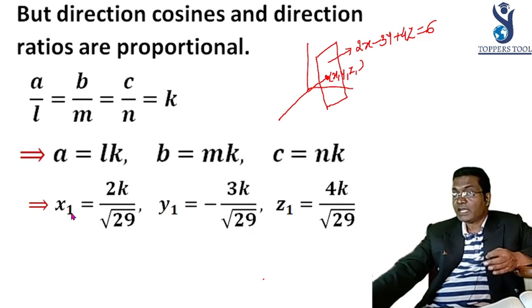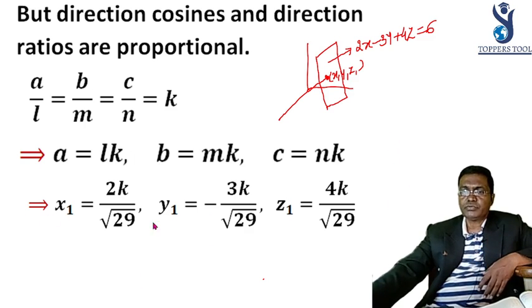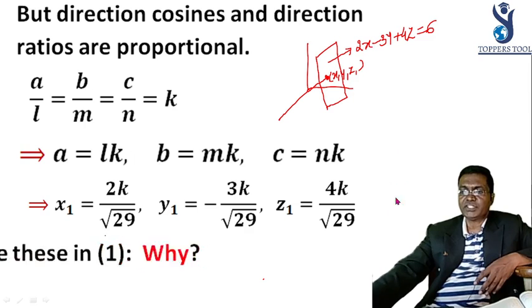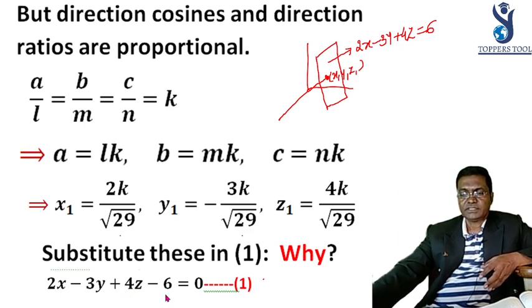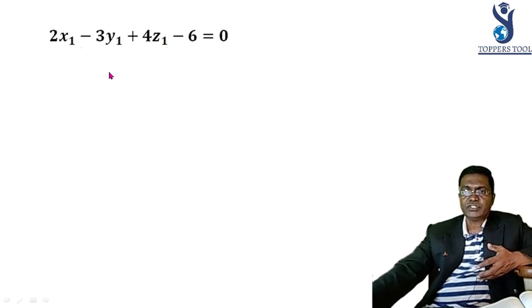And see that x1, y1, z1 is a point on the plane. First we will learn conceptually. So x1, y1, z1 is a point on the plane, so this point satisfies the equation of the plane. That is why you substitute x1, y1, z1 in this equation. So substitute these in equation 1. Substituting x1, y1, z1 in place of x, y, z, you will come up with this equation.